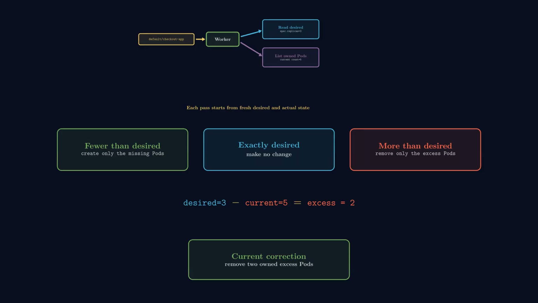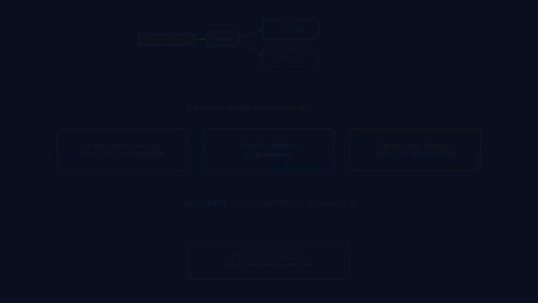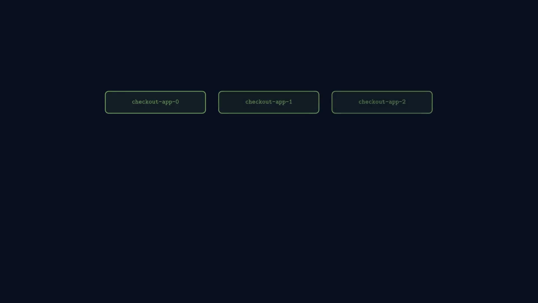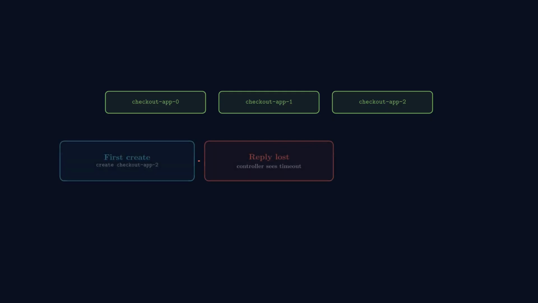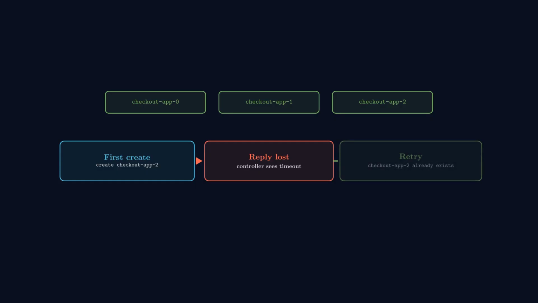We also make the create operation safer when a reply is lost. Instead of creating an unnamed new child on every attempt, the controller can use stable child identities such as checkout app 0, 1, and 2. If a retry asks for checkout app 2 after it was already created, the existing name tells the controller that the earlier request succeeded.